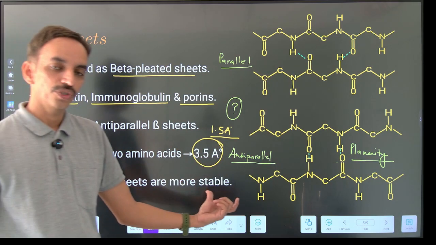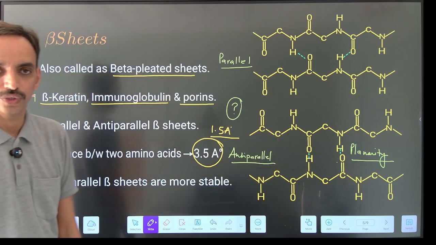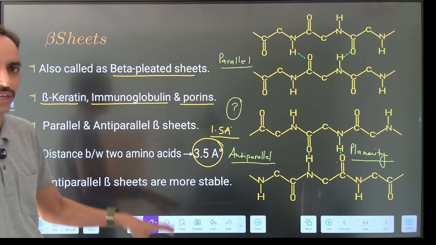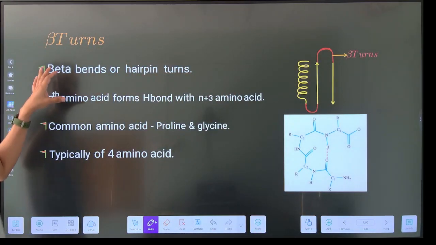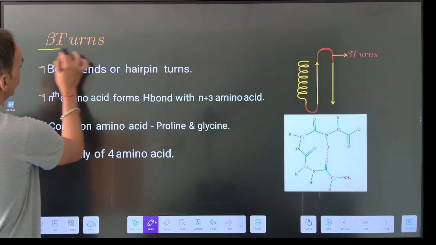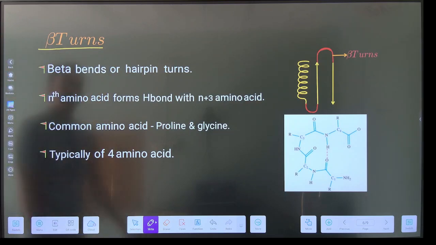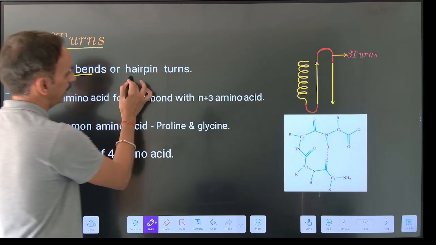Anti-parallel beta sheets are stronger due to the planarity of hydrogen bonds. So this is all about the beta sheet structures. The next structure is called the beta turns, which are also known as the beta bends or the hairpin turns.